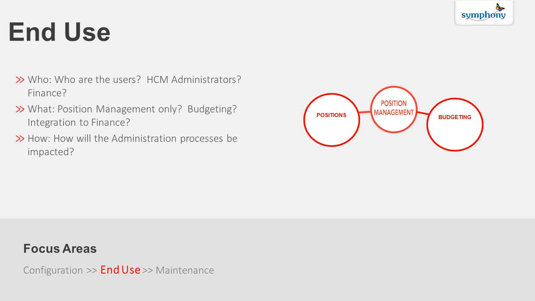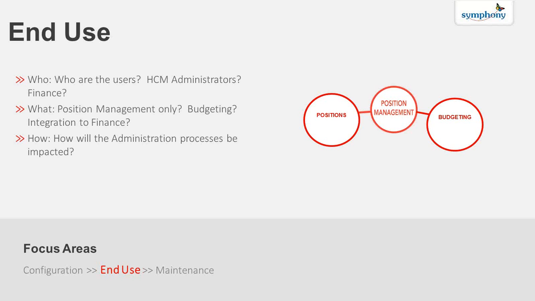The next critical item that you would want to be sure of is who the end users of this are. With position management, there usually is a minimum of one, which is HCM administrators, but a lot of times finance will also be involved because you can bring in budgeting to this as well. And the budgeting can be by positions, or it can be by departments within those positions.